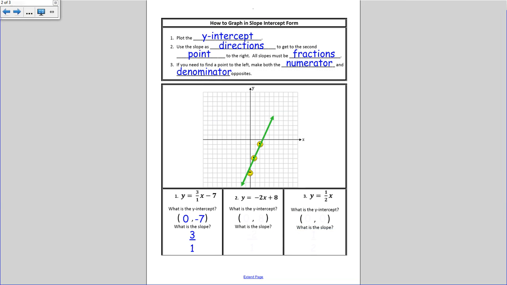Let's look at the next one. y equals negative 2x plus 8. My y-intercept is my b, so it's (0, 8). You need to be able to identify the y-intercept, not just be able to graph it. My slope is negative 2. Now, negative 2 is not a slope in the format we need. We need a fraction. So it should be negative 2 over 1.